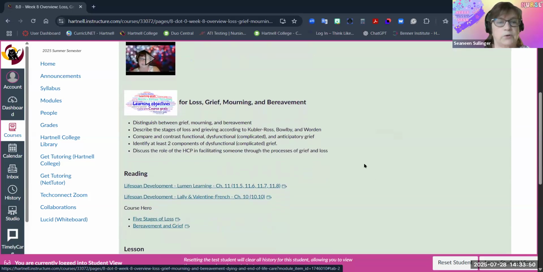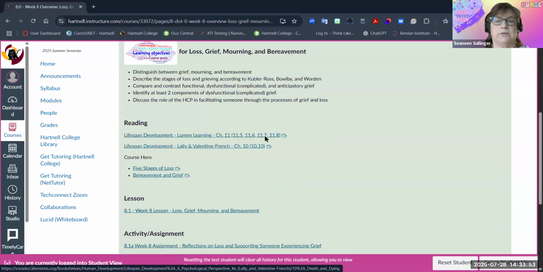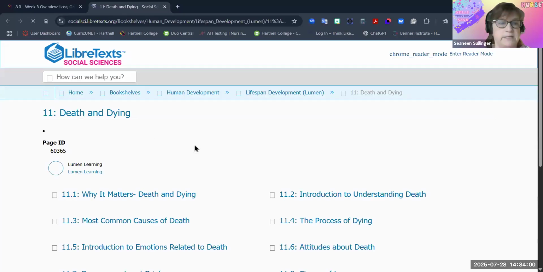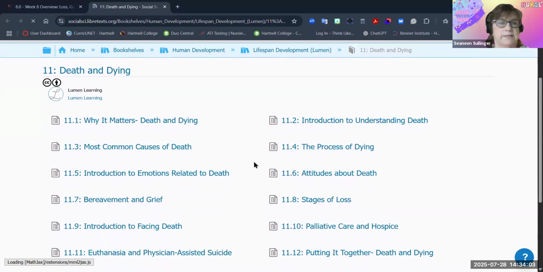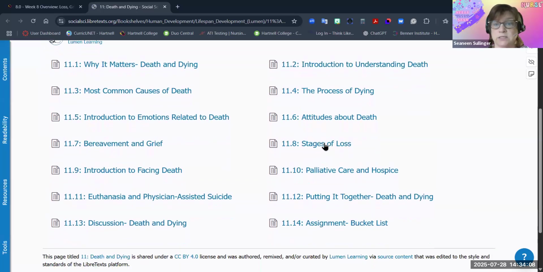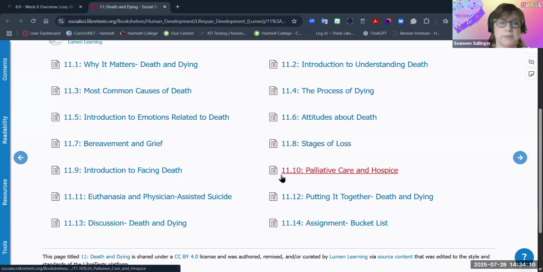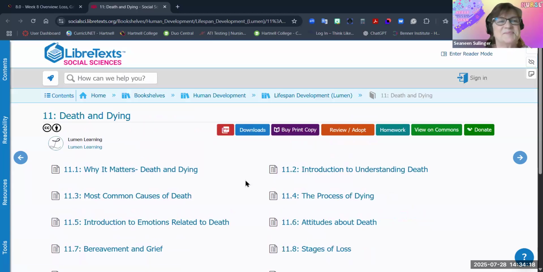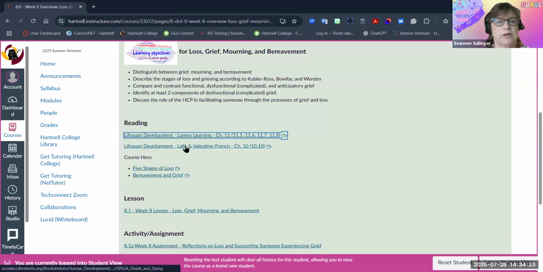And here is your reading. So again, it will tell you where to go with that. You can do, I love Lumen Learning. I think Lumen Learning is amazing. It tells you why it matters, death and dying, common causes, emotions, process, stages of loss. There's palliative care and hospice, all those kind of things. There's physician-assisted suicide, all parts of the, there's the bucket list of the lesson. So that is there for you, Lally French, Valentine French.